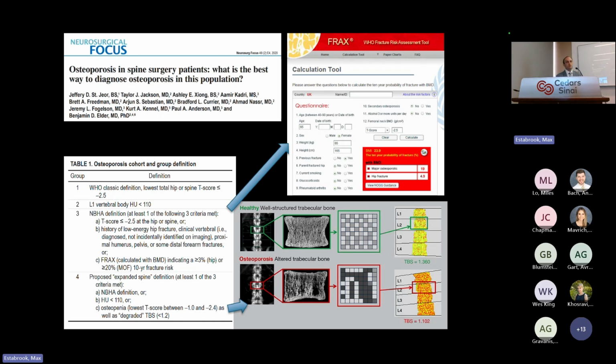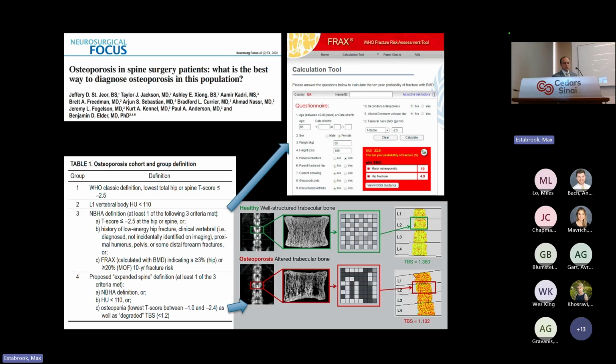They looked at a few hundred spine patients and used 4 different analyses of bone density. In group 1, basic DEXA. In group 2, they used the CT Hounsfield units. They used a cutoff of 110. I think that's more common. It probably has a higher sensitivity, a higher ability to catch these osteoporotic patients than a lower number.